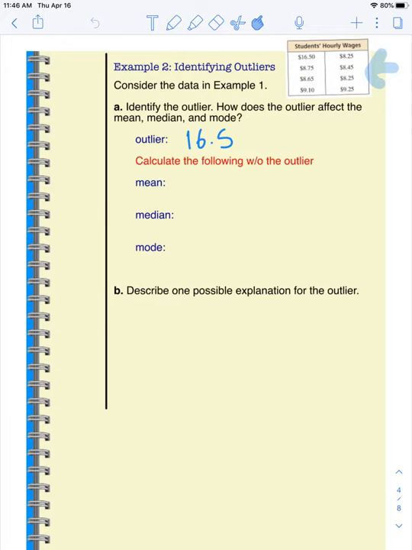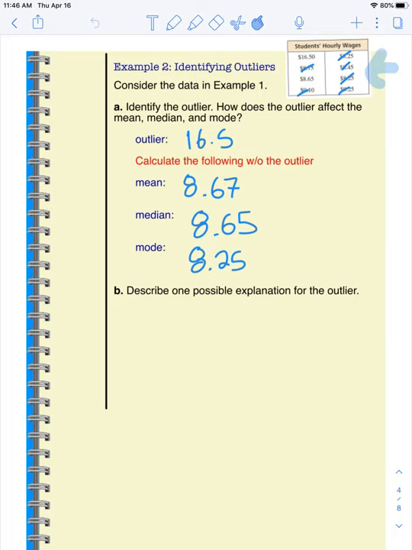So now for the mean, add up the other 7 data points and then divide by 7. After you do that, you should get 60.7, which divided by 7 is 8.67. The median, the middle number, let's see, our top 3 data points are these 3. Our lowest 3 data points are these 3, so our median is 8.65, and our mode is still going to be 8.25.